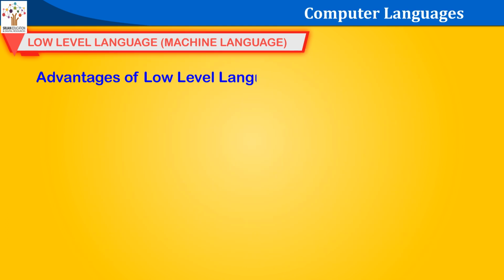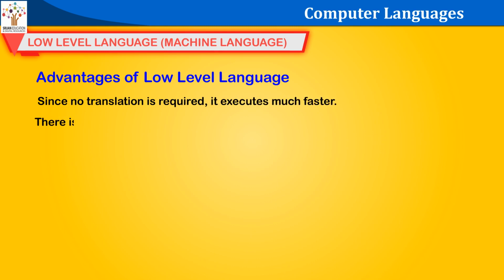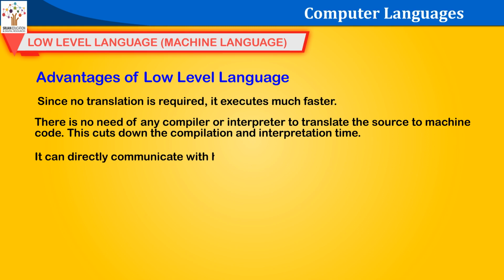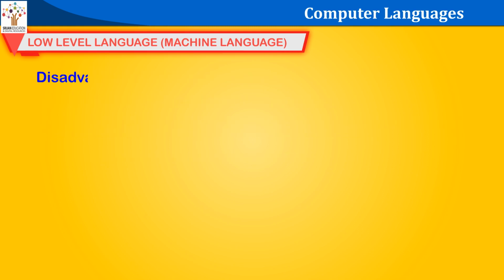Advantages of low-level language. Since no translation is required, it executes much faster. There is no need of any compiler or interpreter to translate the source to machine code. This cuts down the compilation and interpretation time. It can directly communicate with hardware devices.